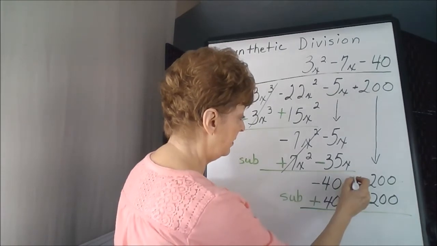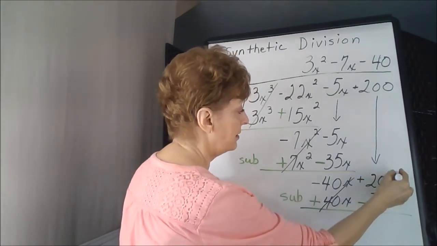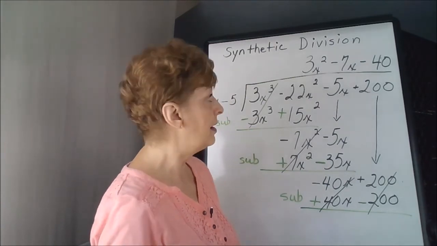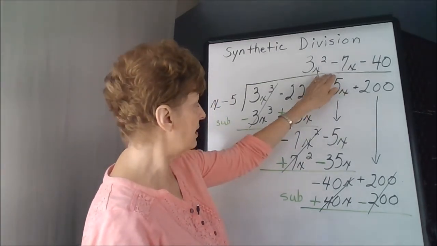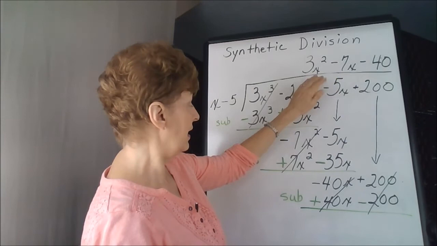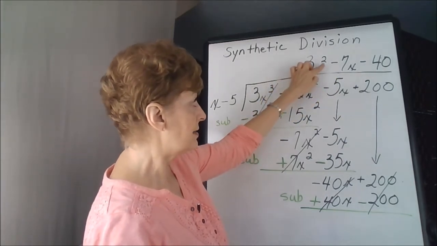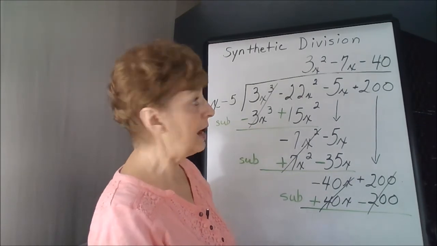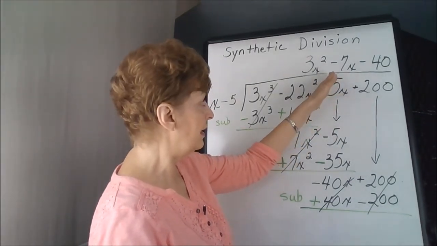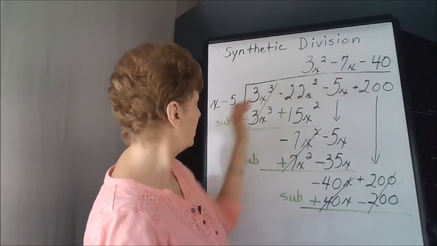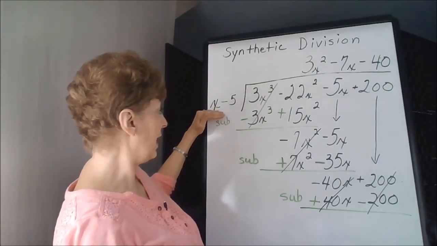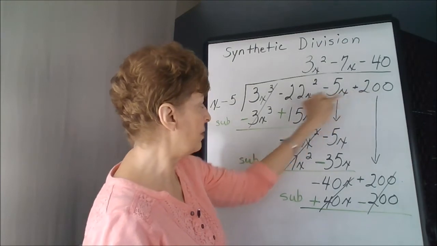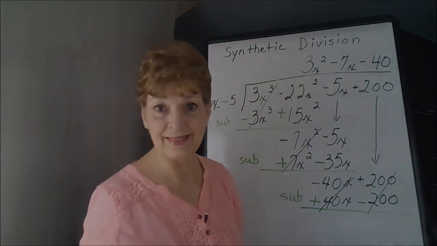This eliminates. This eliminates. So we have no remainder. Sometimes there's a remainder. And the answer to this synthetic division is 3x squared minus 7x minus 40. That would be how you would get the polynomial term when multiplied by this binomial term would give you this polynomial back. Synthetic division.